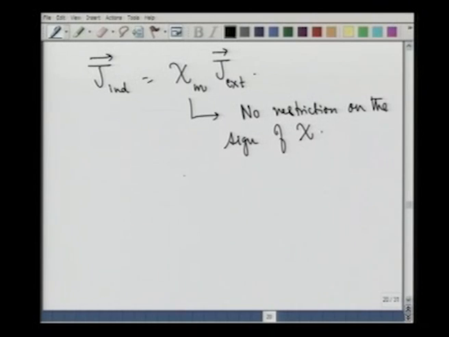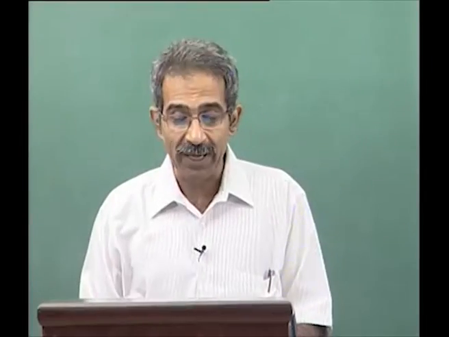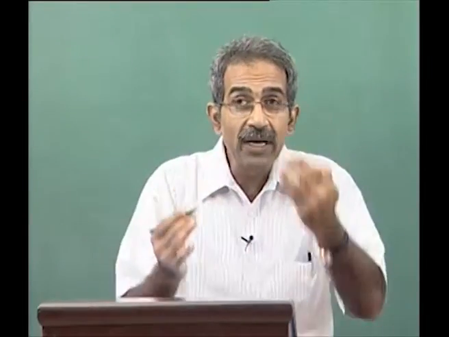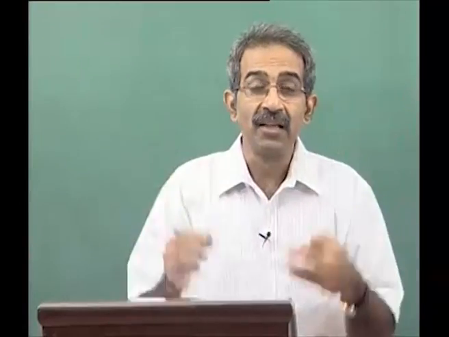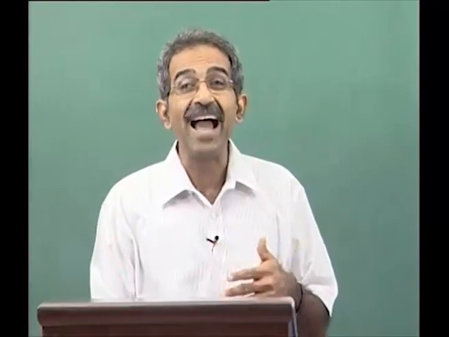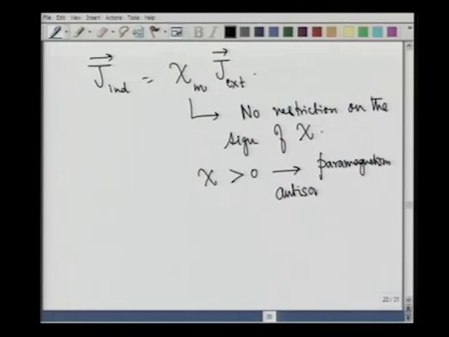Is that okay? Your chi can be greater than 0, in which case I have paramagnetism. Why? My external current was in some direction, and it produced a magnetic field. The system in its response is also producing currents in the same direction. Therefore, the magnetic field is getting enhanced. Instead of screening, what we have is anti-screening. It is not always screening that takes place.